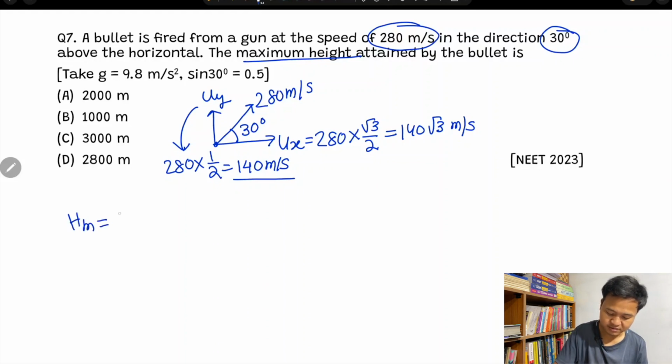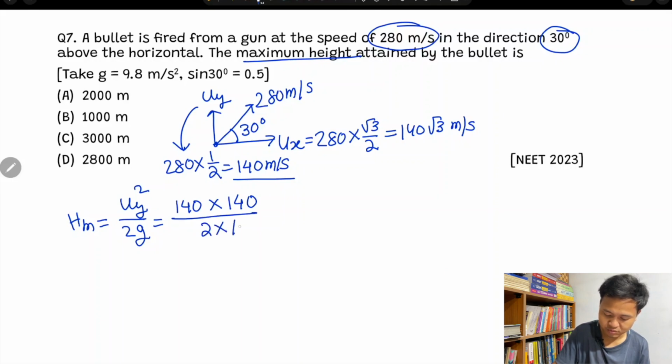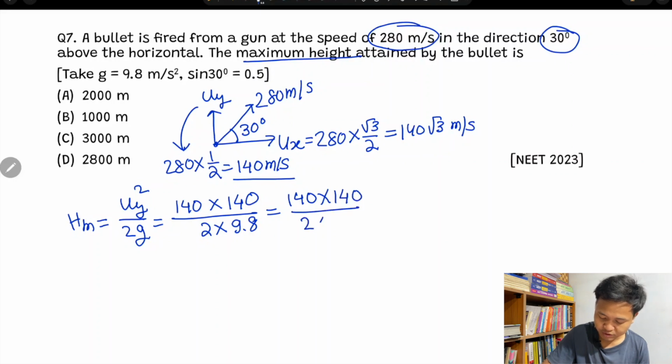The maximum height formula is uy square by 2g. So uy is 140, 140 into 140 divided by 2 into 10. Okay, here you're given g as 9.8, so take it as 9.8. Let's remove the decimal: 140 into 140 divided by 2 into 98 into 10.